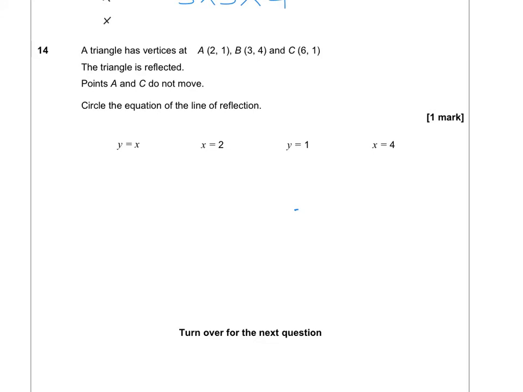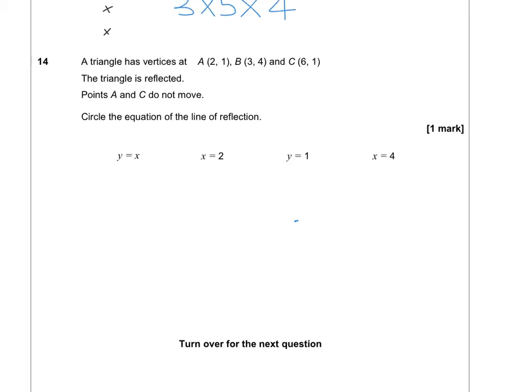Question 14. Triangle has vertices at A, B and C. The triangle is reflected and points A and C do not move. We need to draw a sketch diagram of this, which doesn't mean that we need to plot anything accurately, but just sketch where the points are.